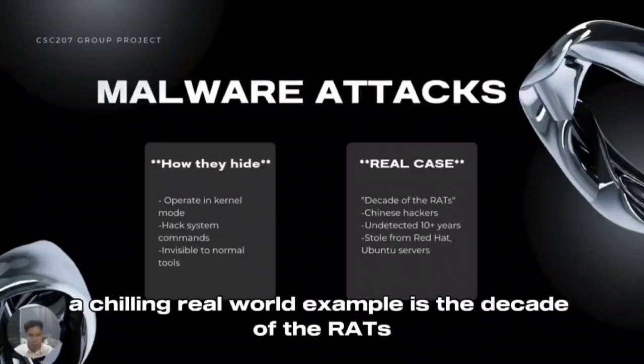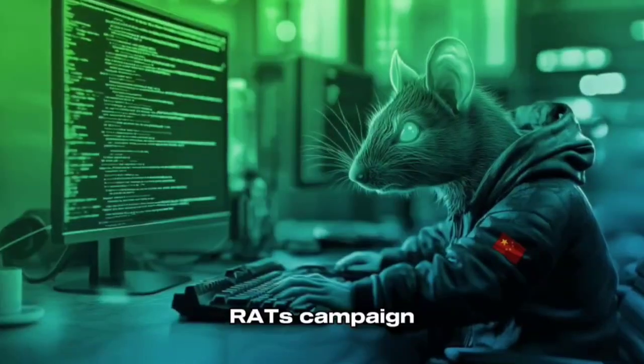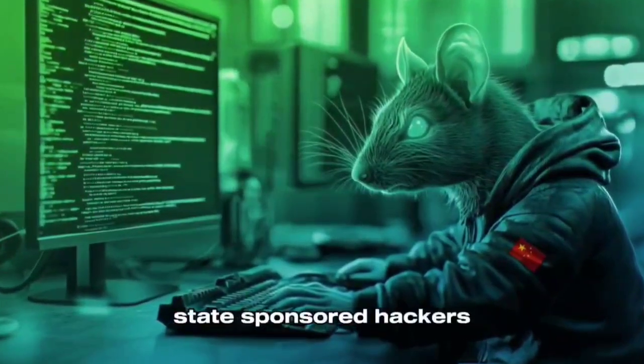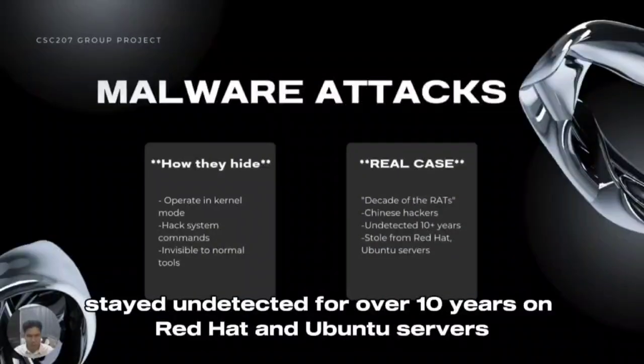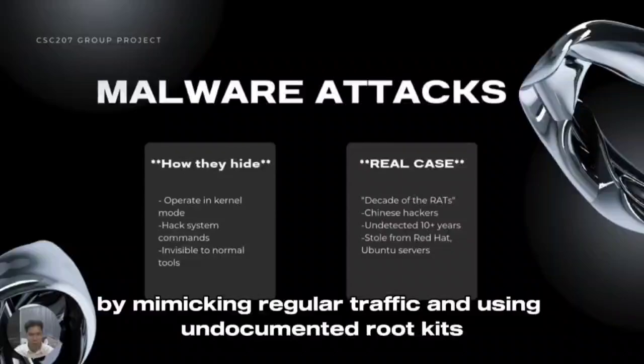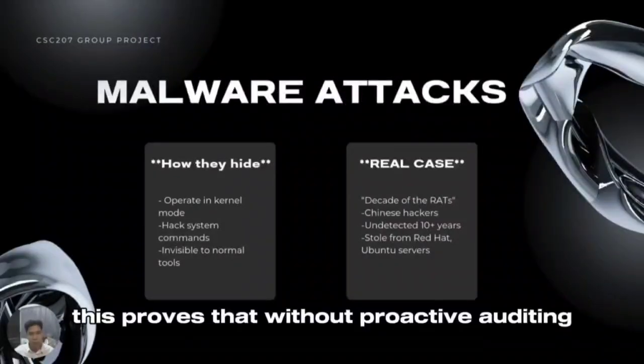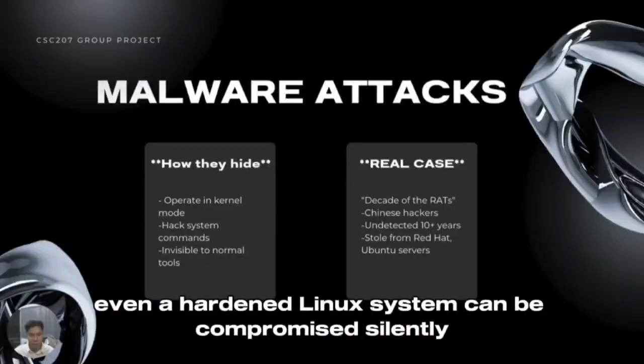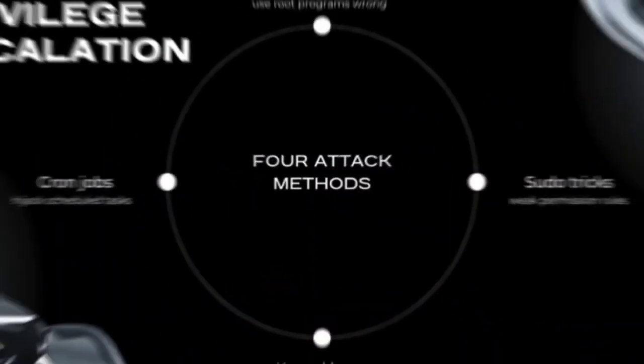A chilling real-world example is the Decade of the RATs campaign. State-sponsored hackers stayed undetected for over 10 years on Red Hat and Ubuntu servers by mimicking regular traffic and using undocumented rootkits. This proves that without proactive auditing, even a hardened Linux system can be compromised silently.